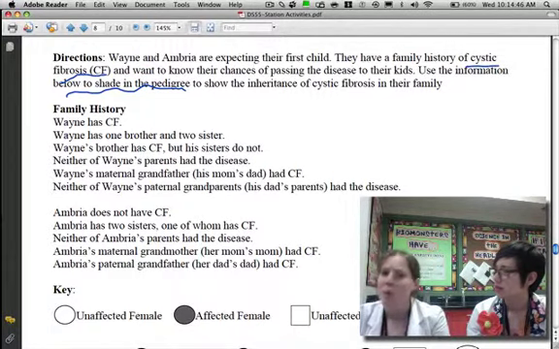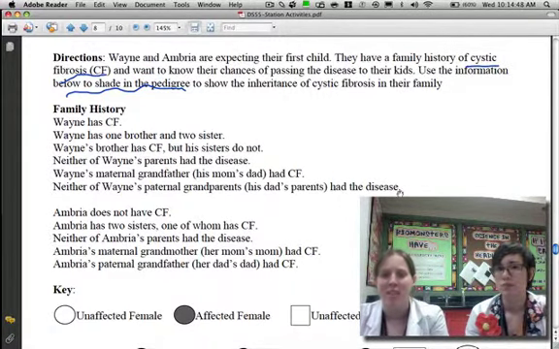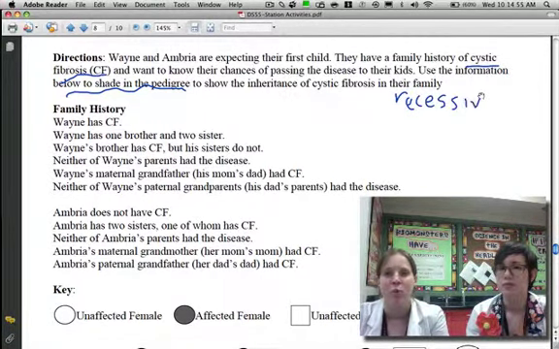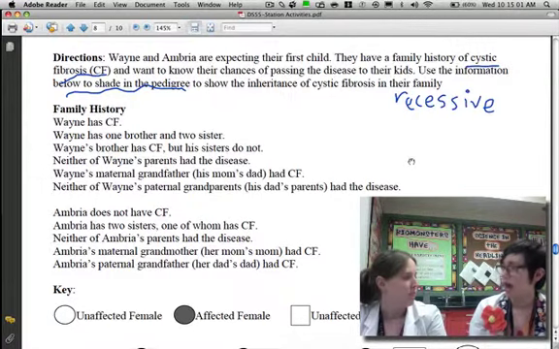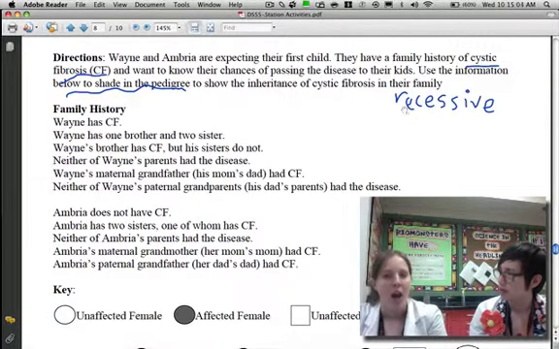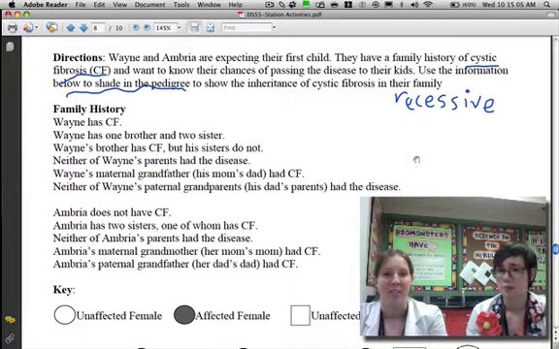I think I remember we talked about how cystic fibrosis is a recessive disease. Oh, that's right. I remember learning about that, which means it's a weaker gene and that you have to get 2 copies of the allele for this gene in order to actually have cystic fibrosis. And if something's recessive, are we using a capital letter or a lowercase letter? We're going to use a lowercase letter to represent cystic fibrosis.